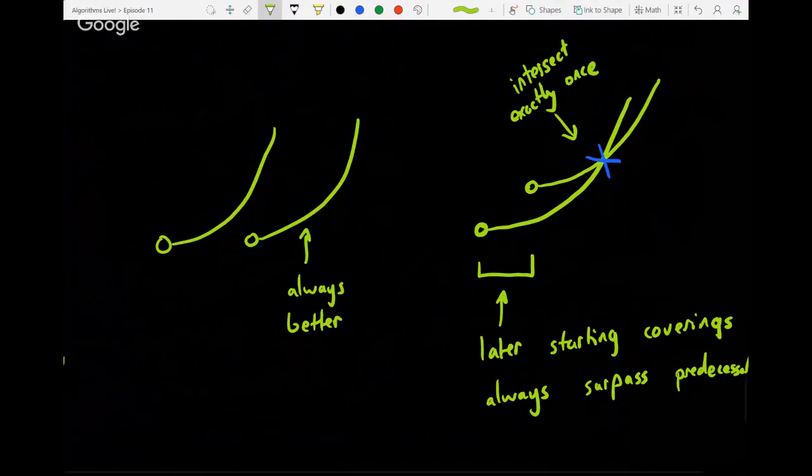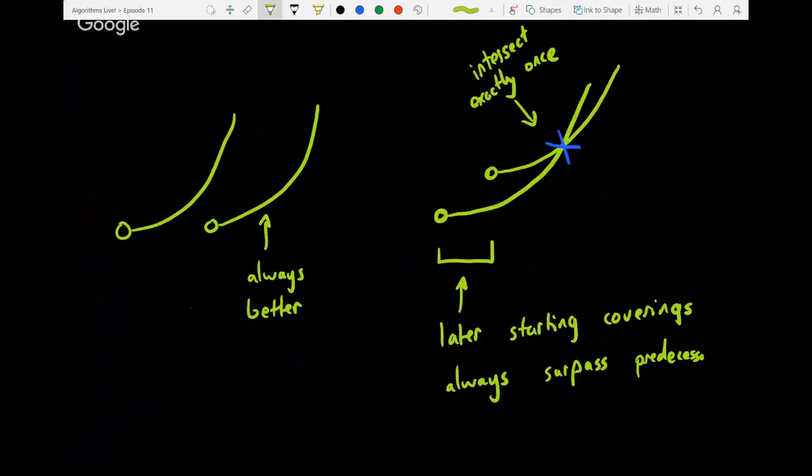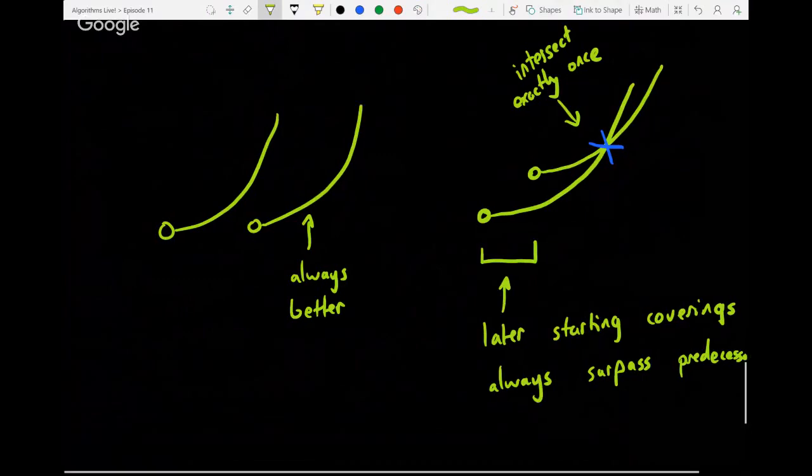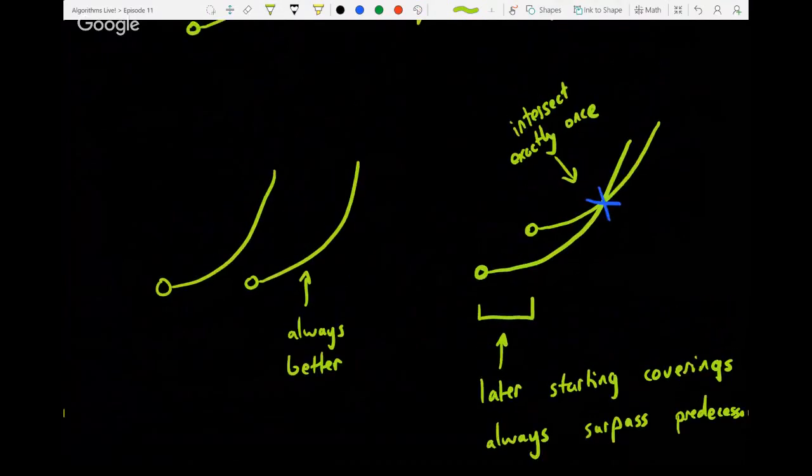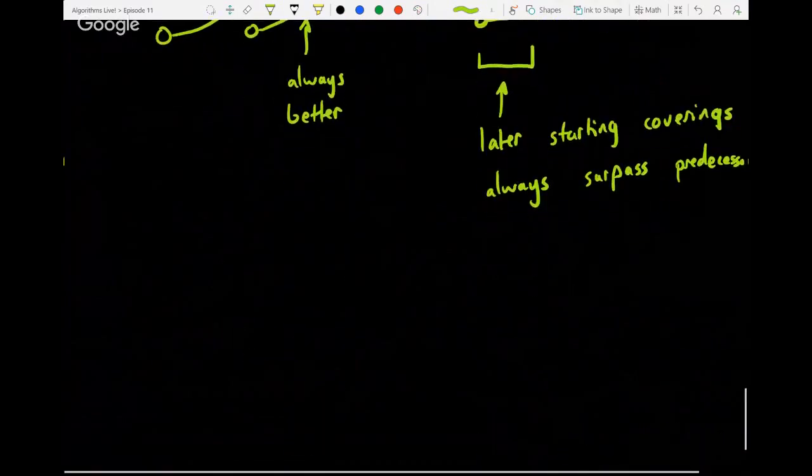Other thing I want to point out is these curves are representing the partial solutions. Yeah, I don't know if I mentioned that before.